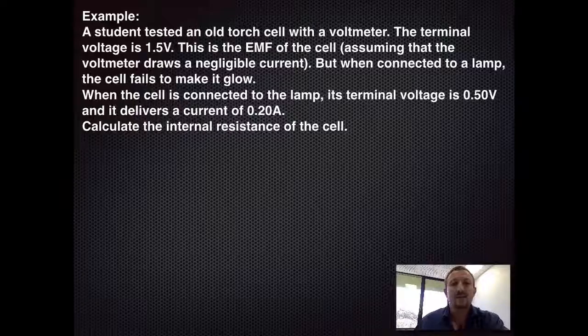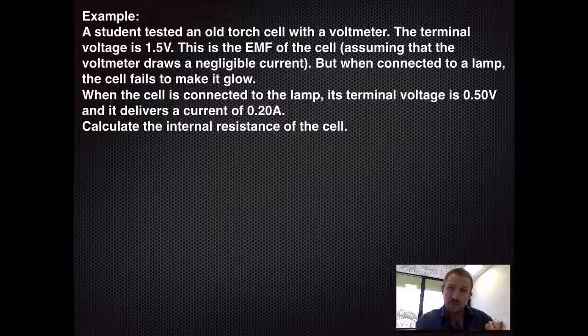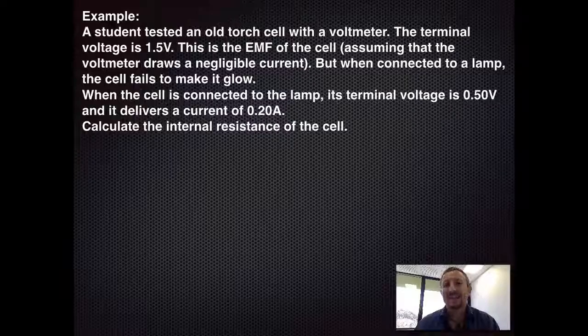But when it's connected to a lamp, the cell doesn't glow. So we've got 1.5 volts of energy trying to push the electrons down one end, but it doesn't glow. So something's happened. Now, when the cell is connected to the lamp, its terminal voltage, instead of being 1.5, when we measured the voltage across the negative and positive terminal, comes out at 0.5 volts, and it's delivering a current of 0.2 amps. That's the drip feed back from negative to positive. So we've got to calculate the internal resistance of the cell.